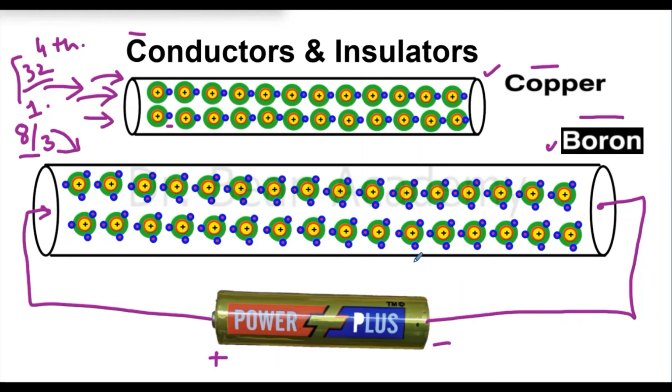So what should we do? It means it is not a conductor. It is not a conductor. But it is not an insulator as well, because an insulator has completely filled outermost shells, but this is not. It is half filled. So what should we give it a name?